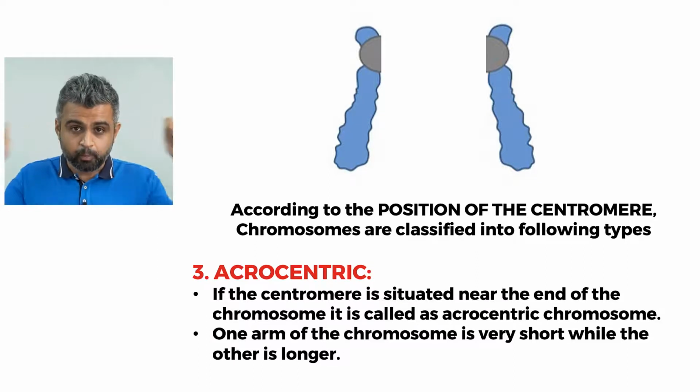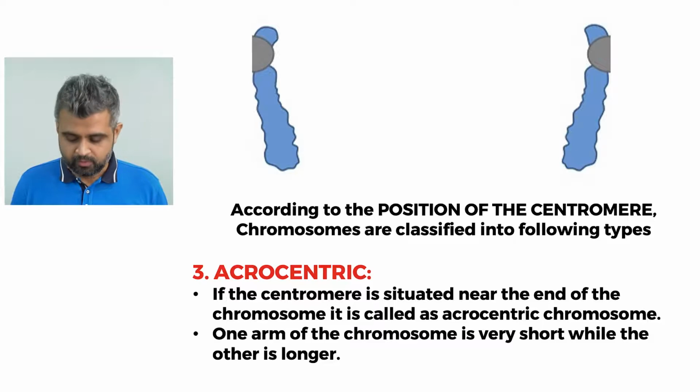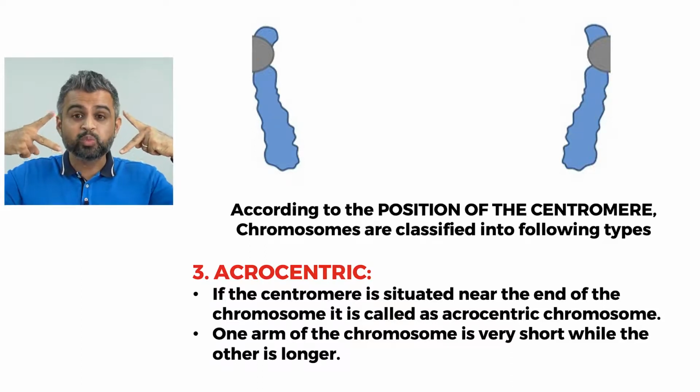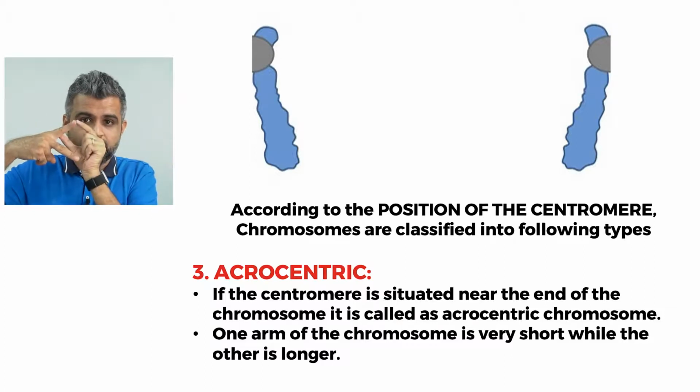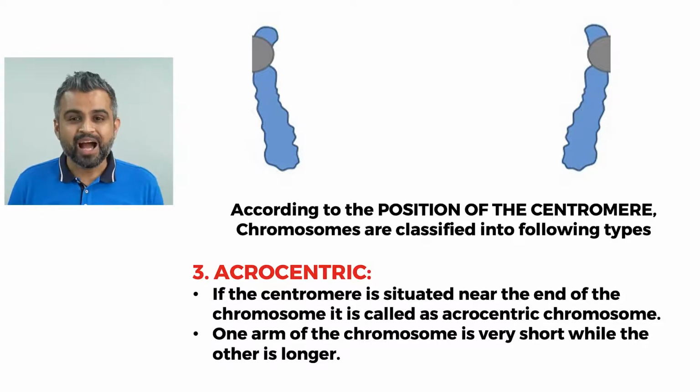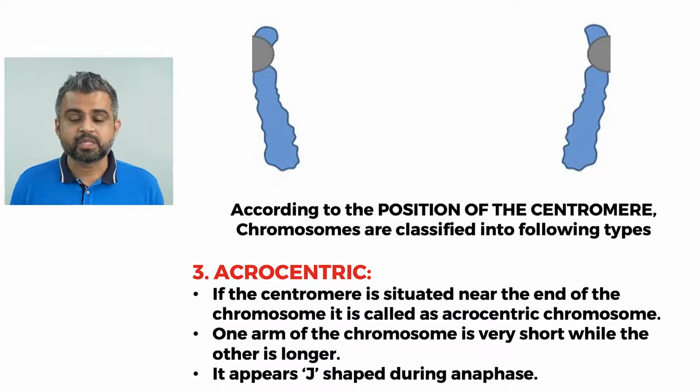And they will also be pulled towards the opposite poles. As that happens, in the beginning, when both arms were equal, it was V-shaped. Then one of them was slightly shorter, and it became L-shaped. Now this one arm is very short, whereas the other arm is quite long. So now, dear children, we can say that it is J-shaped. So it appears J-shaped during anaphase. So metacentric is V, submetacentric is L, and acrocentric will be J.